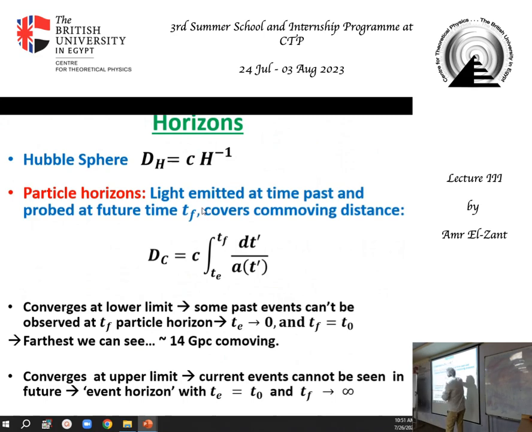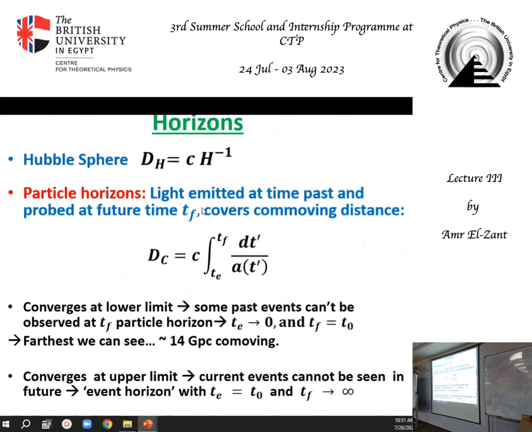this is finite. If you put 0 to any time tf equals now, for example, this is finite, meaning there's a finite distance you can see. There's a horizon. You can't see beyond that. It's the co-moving distance that light took to travel from the beginning of expansion to now, and you can't see anything further than that.